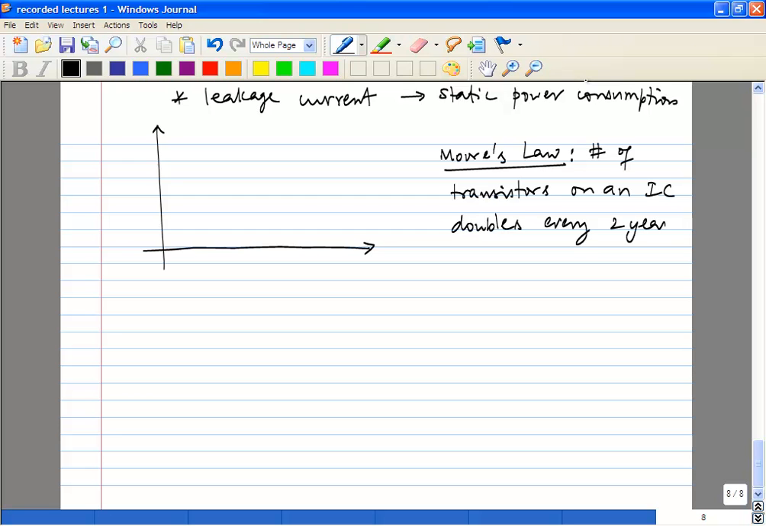every 2 years. Now you'll also see multiple numbers for this 2 years, because some people say it used to be 1 year, then it was 2 years, some people will say 18 months. So the exact time does not matter. What matters is there is some kind of linear relationship in terms of the number of transistors versus time. And if you see, we have gone more or less along this linear scale, we more or less lie on this line.